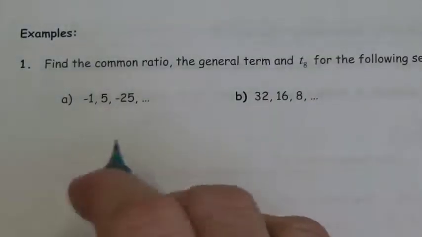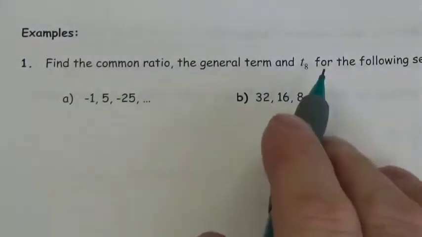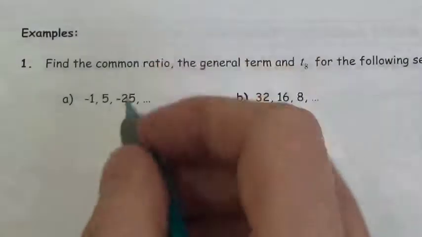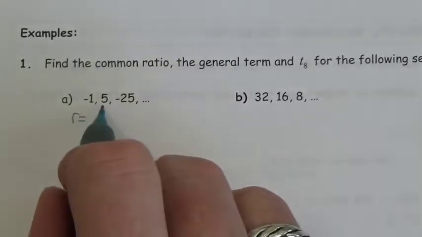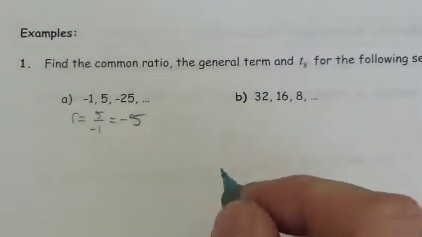All right. So in our first example here, we're told to find the common ratio, the general term, and then the eighth term of the following sequences. Okay. Well, to start off with our common ratio, we're going to take the second term divided by the first term here, and we're going to get negative 5.